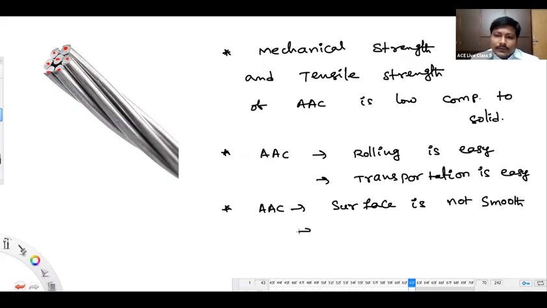So I can say corona will be a bit more. Corona will be more on this conductor. Okay, next thing.